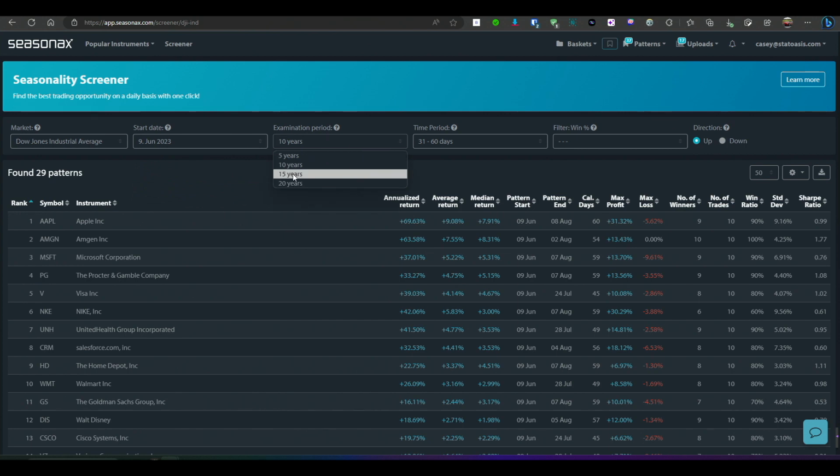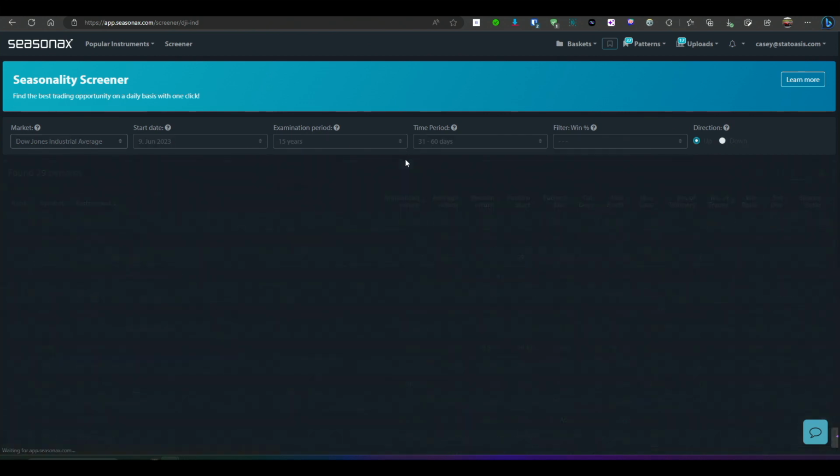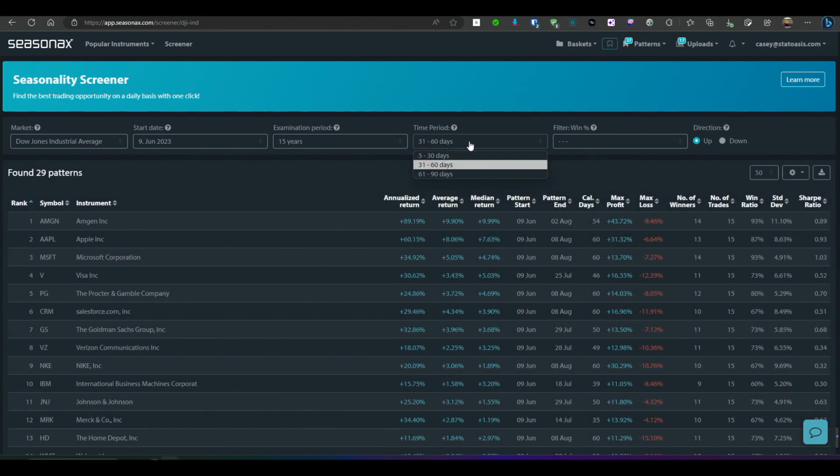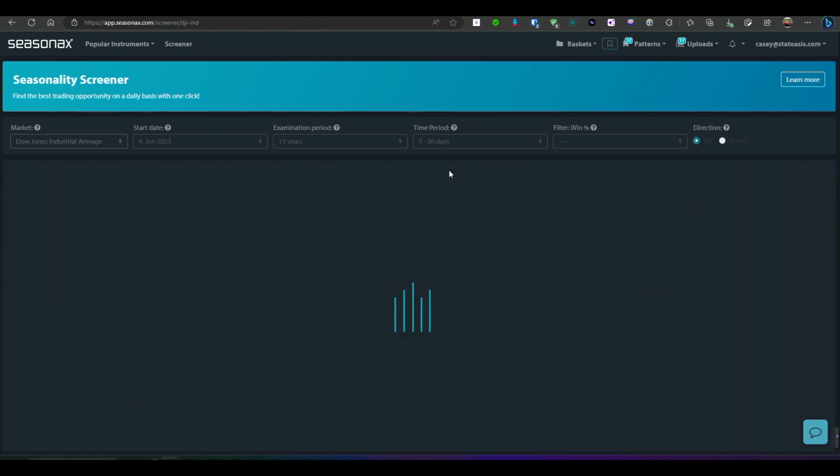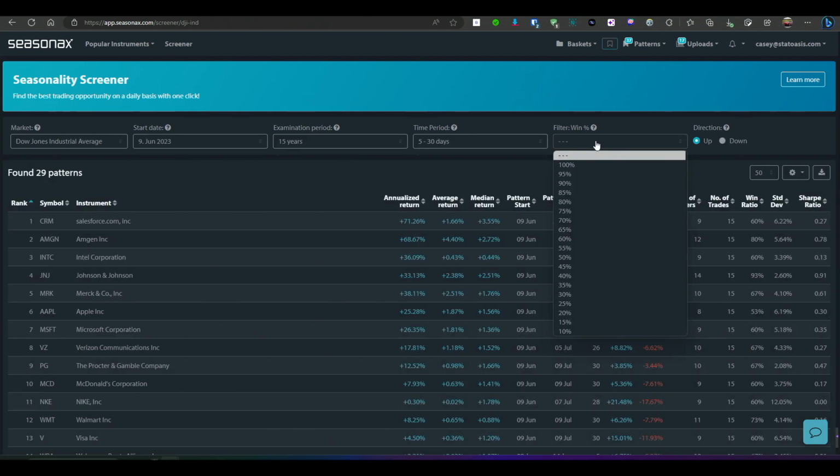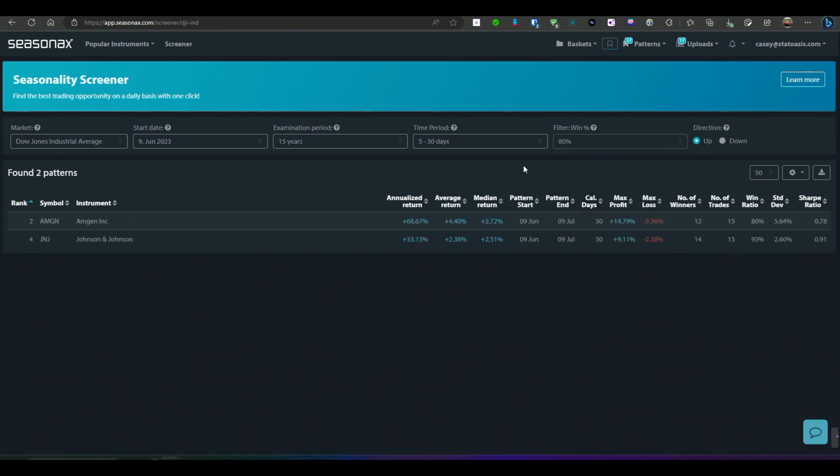Then also you can decide on how many years you want to include. Let's do 15. And you can also decide on what's the time period that this pattern holds. So I look for short-term patterns. This is 5 to 30 days. And then you can filter by what's the win percent. So let's look at anything above 80%, up or down. So up for long, down for shorts.